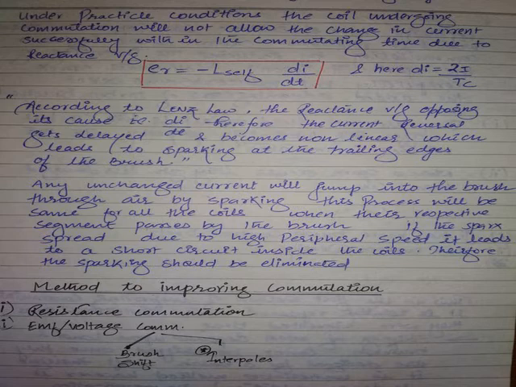Yes or no? I'm repeating again. The change in current is being opposed by the reactance voltage. According to Lenz's law, this is the resultant, this is the cause for that. So this cause is being opposed by this. What is this? Change in current. Change in current is being opposed by the reactance voltage. Now, if you oppose the reactance voltage, you nullify the reactance voltage, then automatically the opposition to the change in current is nullified. That's the idea.